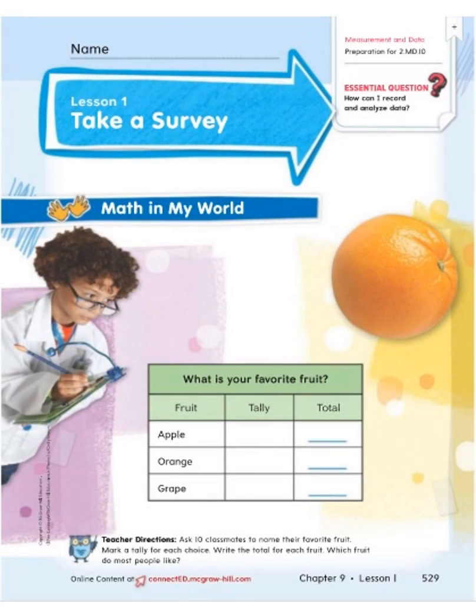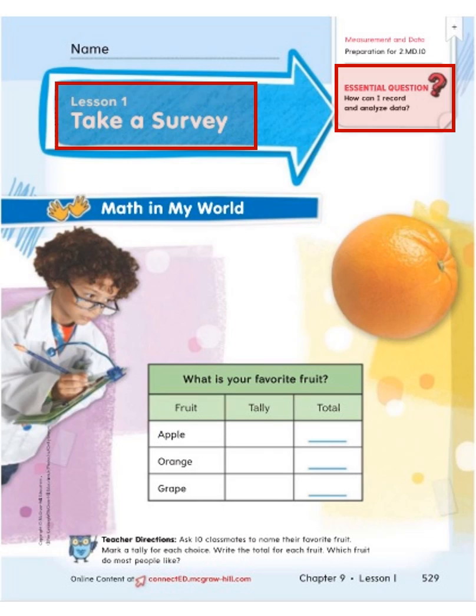Okay, boys and girls, so today we're going to take a look at Chapter 9. This was the chapter that we skipped so that we could talk about time. And of course, it's going to be a little bit different because we're not in the classroom together. So I have here page 529 of your book, and we're going to talk about taking a survey. We're going to talk about what that is. But the question we want to answer is, how can I record and analyze data?